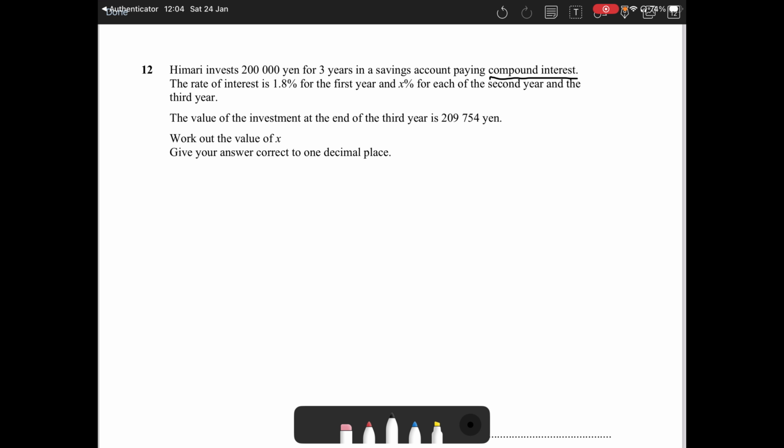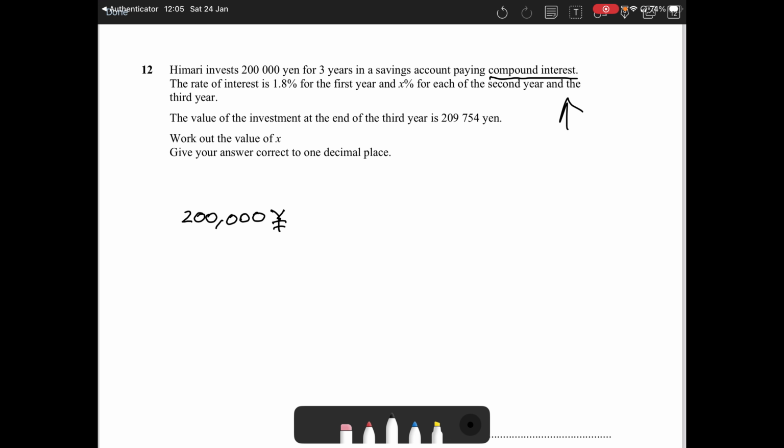Don't know if Himari's a boy or girl's name, but anyway, look, they're investing money, and again, this topic's called compound interest, which will give you loads of stuff online. Repeated percentage change is also another one. But having a good grasp of multipliers is going to be crucial. Okay, so let's think about it. Originally, Himari has this much, 200,000 yen.